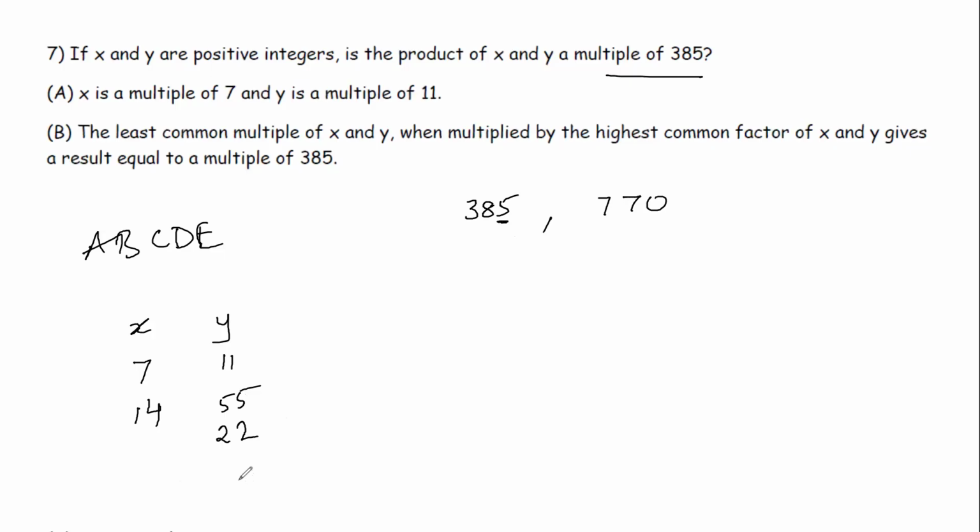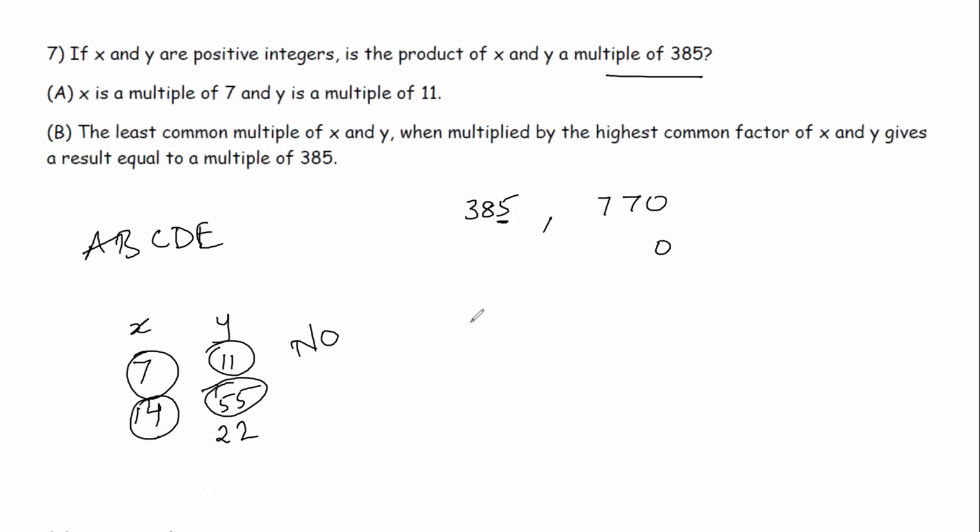All right. So is the product of x and y a multiple of 385? So we'll take x and y as 77, right? 7 is the multiple of 7, 11 is the multiple of 11. So I can take 7 into 11, 77. Is 77 a multiple of 385? No. Okay. Now let's take 14 and 55. Yeah. All right. So what is 14 times 55? 14 fives are 70.